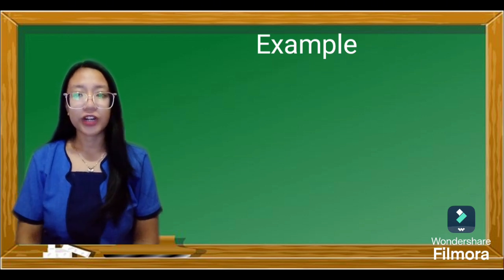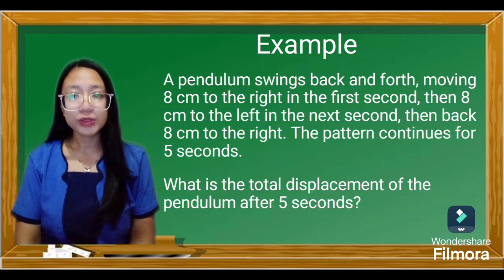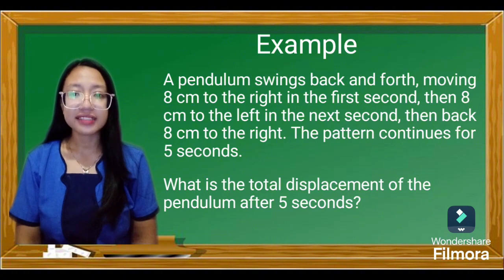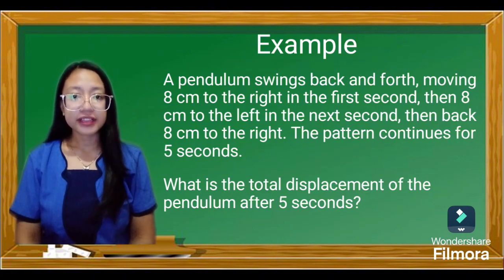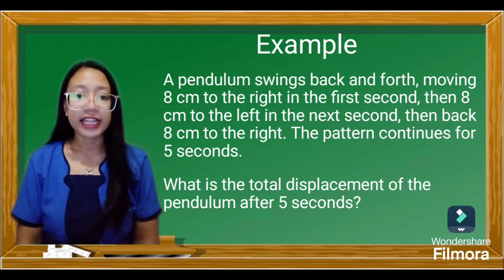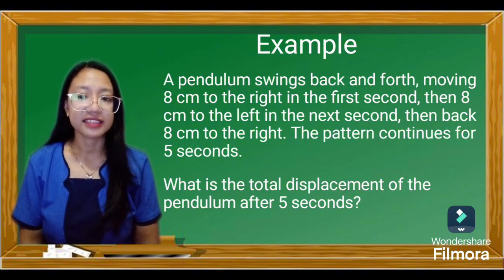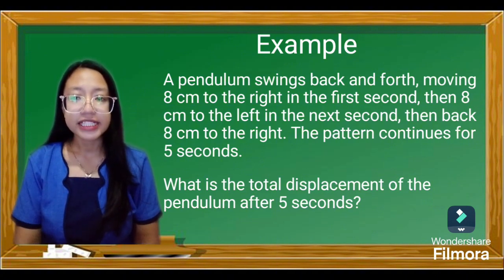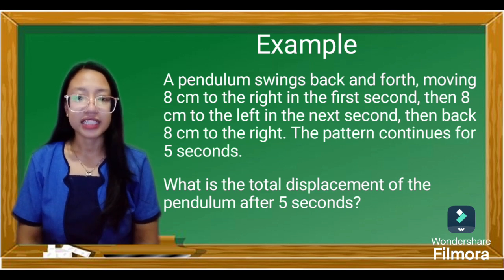So, this is the word problem. A pendulum swings back and forth moving 8 cm to the right in the first second, then 8 cm to the left in the next second, and then back to 8 cm to the right and so on. The pattern continues for 5 seconds daw. What is the total displacement of the pendulum after 5 seconds?